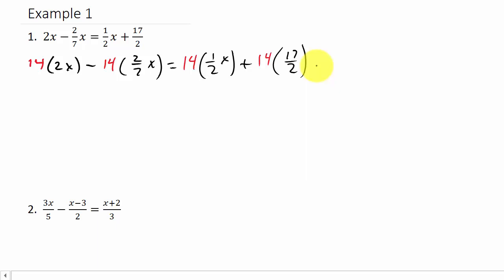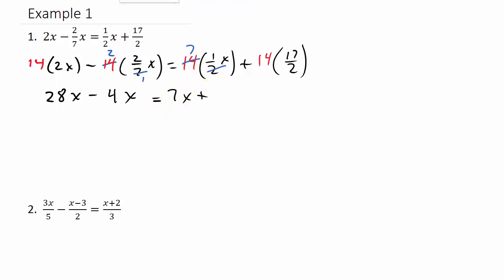Alright, so now we just multiply everything. 14 times 2 is going to be 28x minus, and then here the 7 and the 14 cancel. We're left with a 1 and a 2 here. 2 times 2 is 4, so that's going to be 4x equals, and then here the 2 and the 14 cancel. We're left with 7, and so 7 times 1x gives us 7x, plus, and then here the 2 and the 14 cancel. I'm left with 7, so 17 times 7 is going to give us 119.